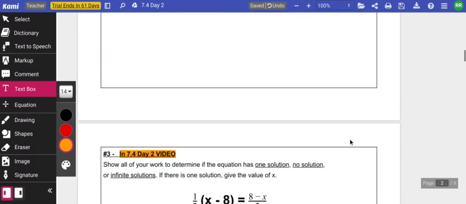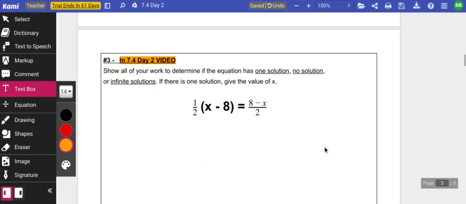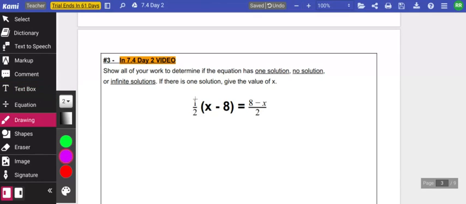Next, number 3. Solve the equation to determine how many solutions there are. If there's one solution, give the value for x. So I see parentheses. I'm going to eliminate those parentheses by the distributive property. So 1/2 times x, that's 1/2 x. Then I have 1/2 times -8. So let me go ahead and write that down.